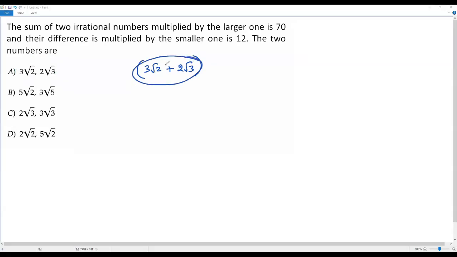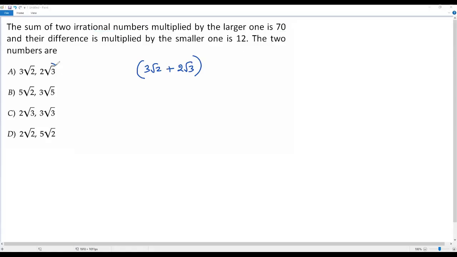Before I multiply the sum of these two irrational numbers by the larger one, let me consider the two irrational numbers over here. These two irrational numbers are unlike irrational numbers because this one contains square root of 2 and this one contains square root of 3. Whenever I multiply the addition of two unlike irrational numbers by another irrational number, the answer will be an irrational number. It will never result in a rational number. But according to the instruction we have over here, the sum of two irrational numbers multiplied by the larger one is 70. It is rational.